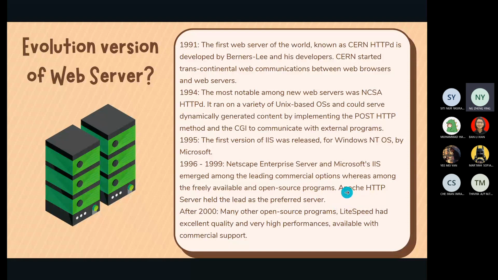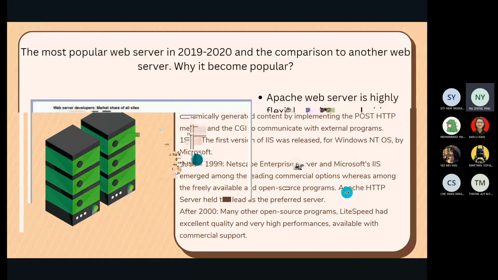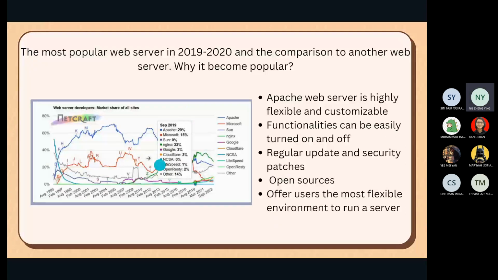Among the web server, the Apache is the most popular web server because Apache web server is highly flexible and customizable, and the functionalities can be easily turned on and off. It has regular updates and security patches. It is open source and it offers users the most flexible environment to run a server. Okay, that's all from me.